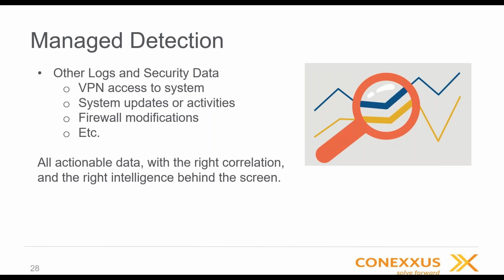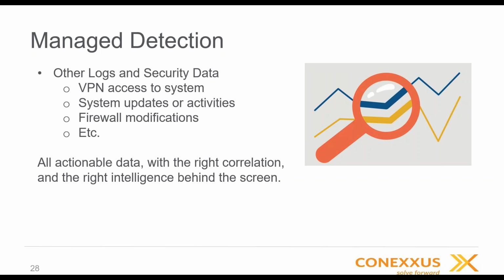So beyond some of these examples, there's a lot of other logs and security data. We've already talked a little bit about VPN access to the point of sale systems, but you also may have other systems in your network. So it's tracking and monitoring the VPN access to those systems as well. It's monitoring and understanding system updates or activities. So are patches being applied to systems correctly? Are there malicious updates that could possibly be coming in from third-party sources? Is there software being installed that shouldn't be? All those kinds of pieces.